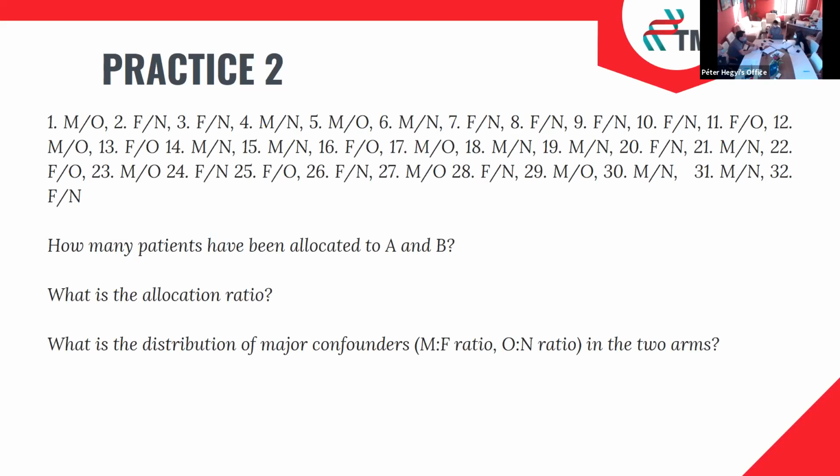So now we have in Group A 17 patients, of whom 10 are male and 7 are female, and also 8 are obese and 9 are non-obese. And in Group B, we have 15 patients, 6 male, 9 female, and 4 obese and 11 non-obese.